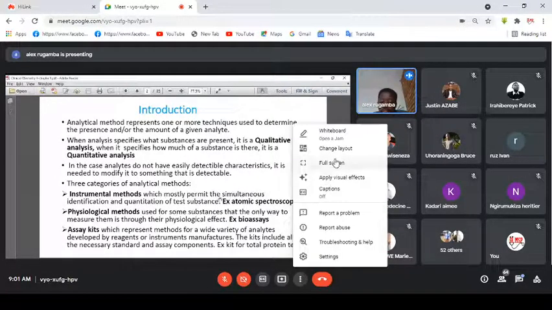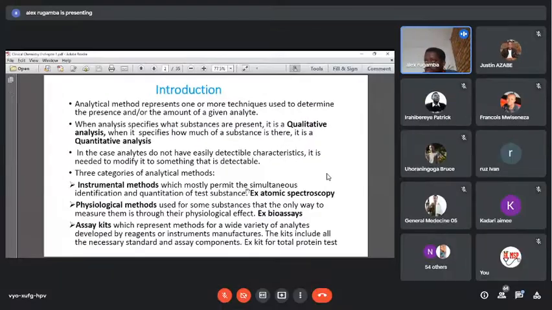There are also physiological methods. The physiological method is the use of solutions. For example, if you are measuring the presence of glucose in the urine, you may use a Benedict solution. You just take the sample, mix it with Benedict and heat, and then you see the color will change. So the Benedict is a method for measuring glucose in urine. So it is a physiological method.